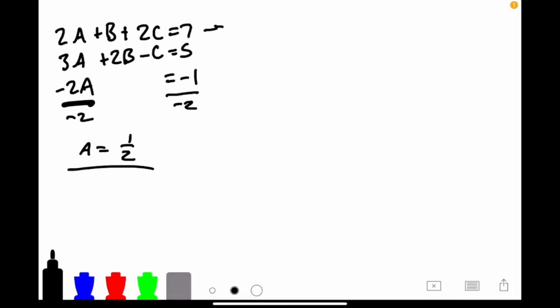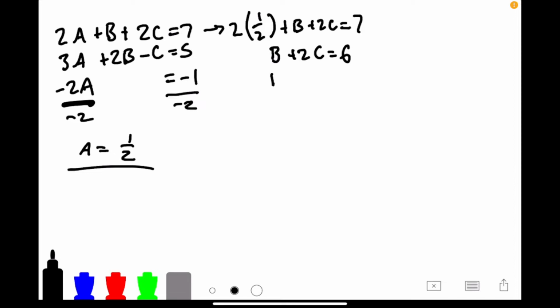So for this one up here, we can plug in 2 times 1/2 plus b plus 2c is equal to 7. The 2 and the 2 on the denominator cancel out and we just get 1. So we can subtract that 1 from the 7 on the other side to get b plus 2c is equal to 6. We can subtract the 2c from the left side to get b is equal to 6 minus 2c.